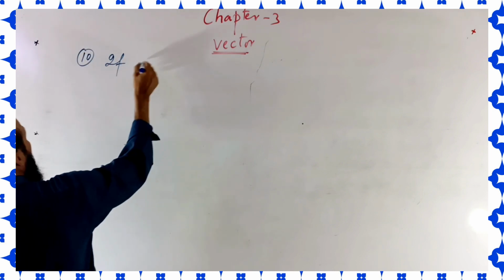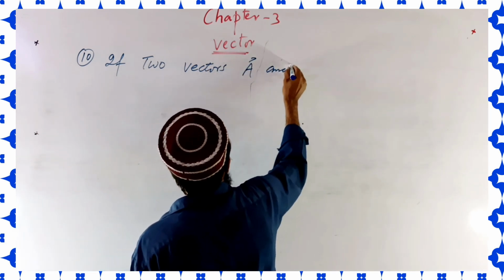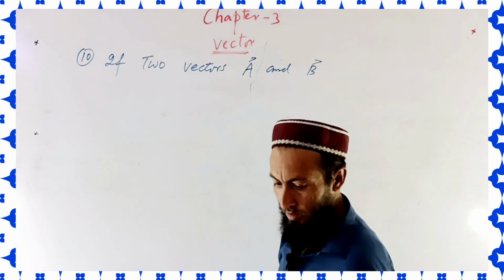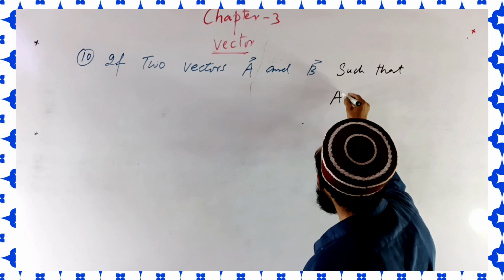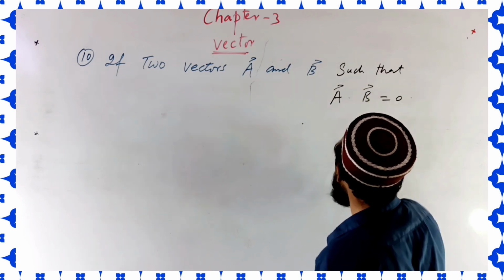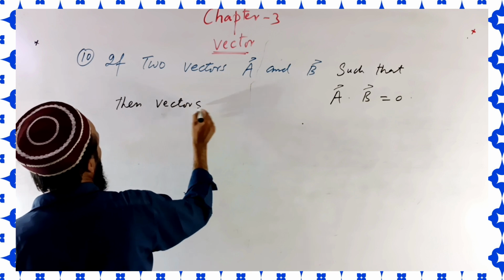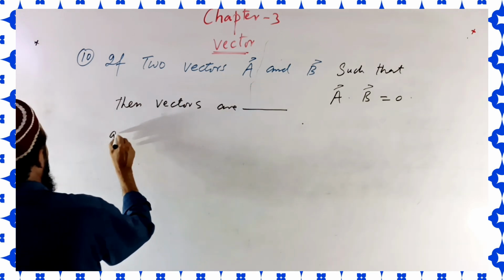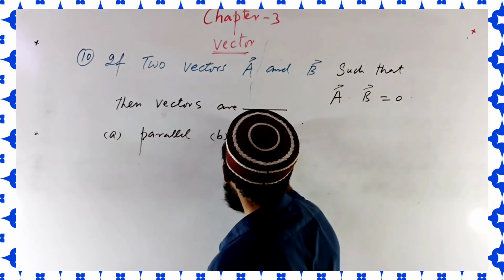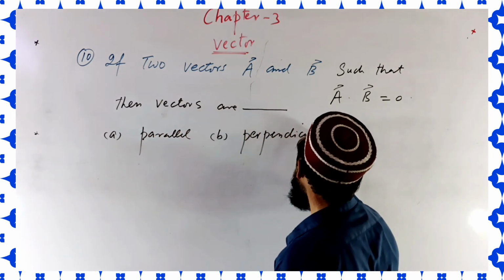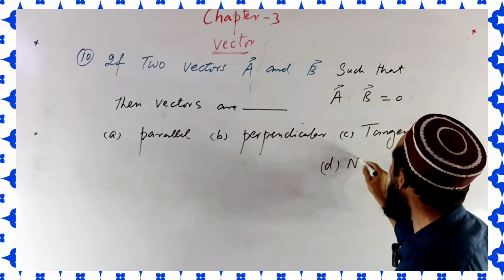Question number 10. If two vectors A and B have A dot B equal to 0, then the vectors are parallel, perpendicular, tangent, or none of these.